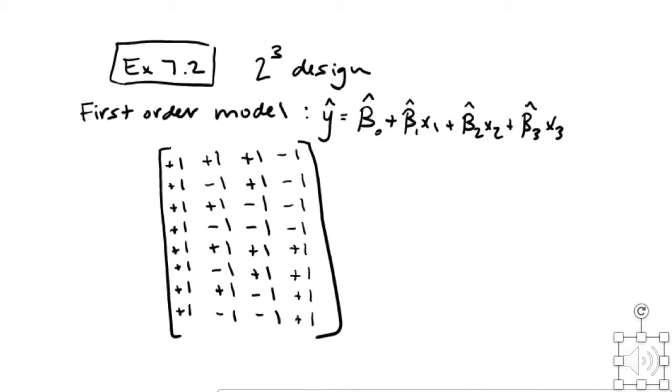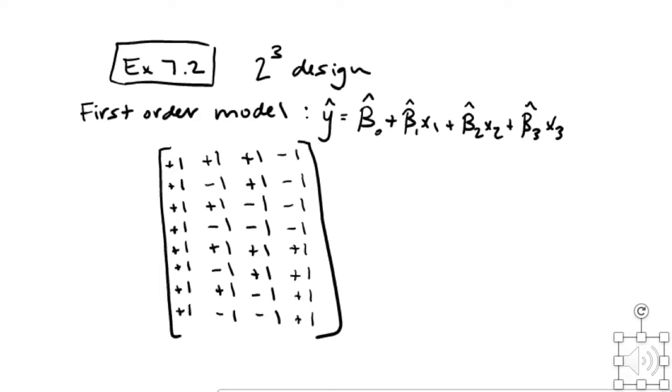Now that we have a little bit more background on what it means for a design to be orthogonal, we're going to be moving into answering the question of why it is desirable to have the design matrix be orthogonal. So to start off with, we're going to be looking at example 7.2, which had a 2 to the 3 design with 8 treatments. And the first order model is that y hat is equal to beta hat 0, which is your intercept, plus beta hat 1 x1, plus beta hat 2 x2, and finally plus beta hat 3 x3.